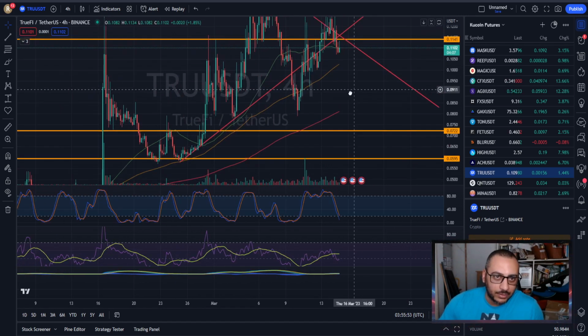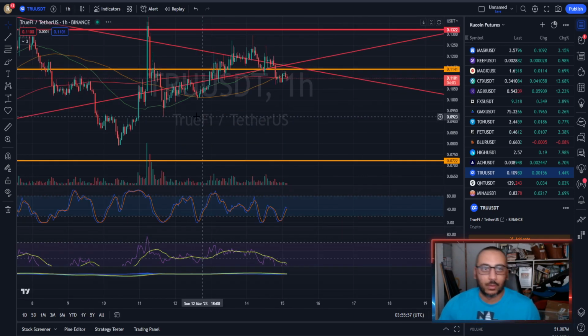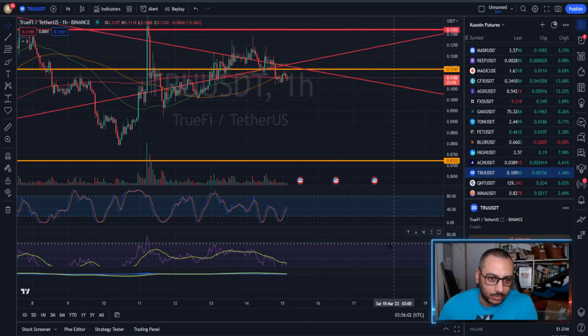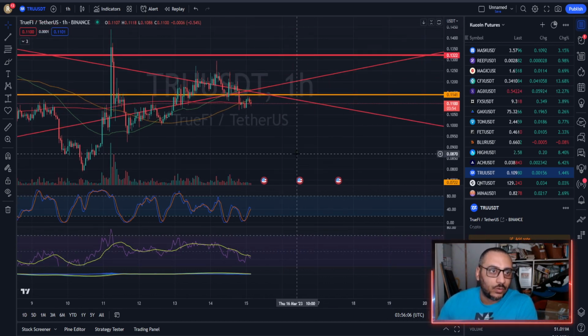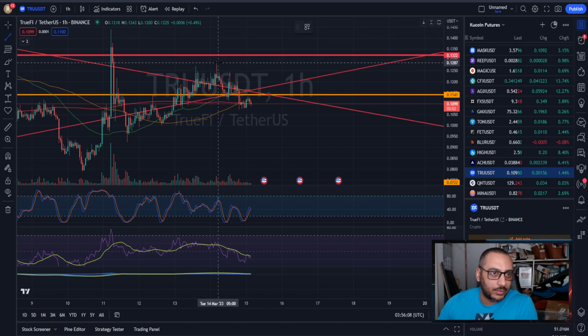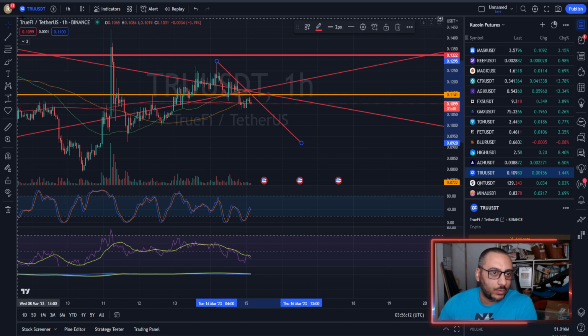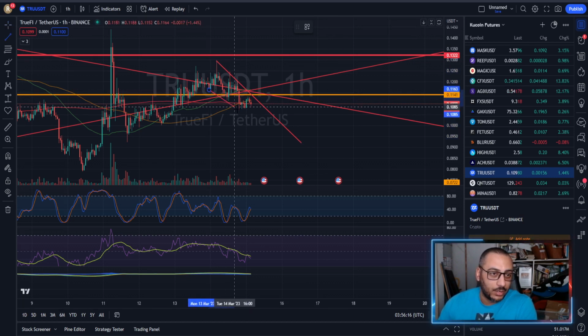But I do like how the stochastic on the 4-hour is reset. It does not look like the rest of the market, which kind of gives me hope. Ooh, the 1-hour doesn't look great though. Reason being, we do have this separate falling demand line that it looks like we are finding more resistance off of.